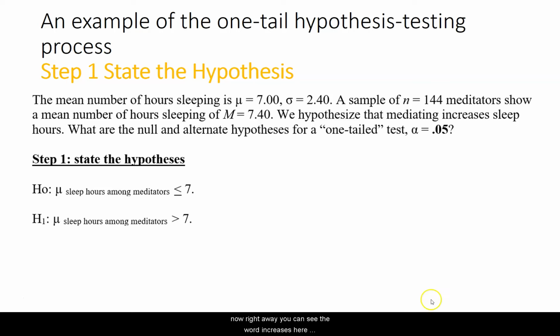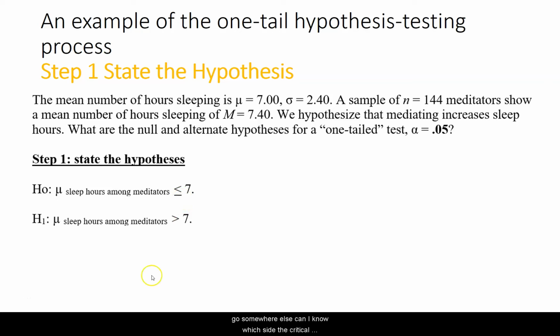Now, right away, you can see the word increases here. Increases suggests it's a one-tailed test. It's directional. It's committing to a direction, to a particular type of effect. Therefore, I'm going to express the alternate hypothesis. The alternative hypothesis is greater than the default of 7. Greater than. Can I then go quite easily and express the opposite of that in terms of the null hypothesis? Sure, it's just less than or equal to.